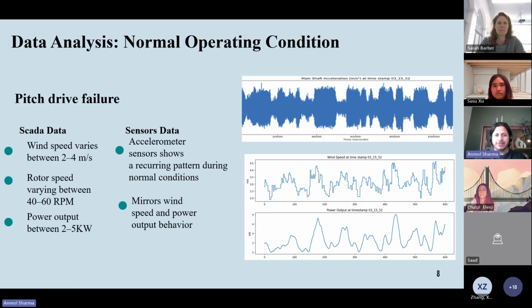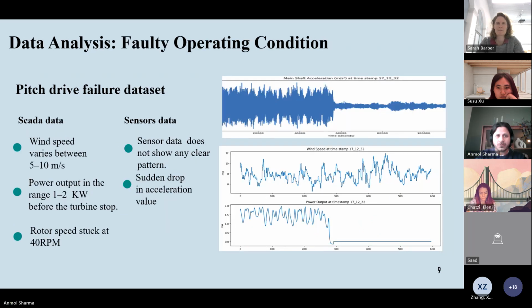By analyzing the dataset, I observed that during normal operating conditions, the wind turbine behaves at wind speed between 2 to 4 meters per second, whereas the rotor speed is between 40 to 60, and the power output is 2 to 5 kilowatts. The accelerometer sensor shows a recurring pattern during normal operation, which mirrors the wind speed and power output behavior.